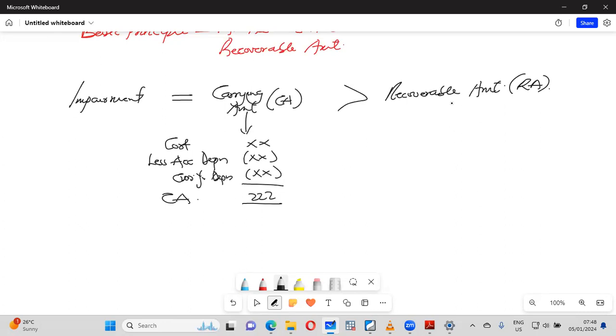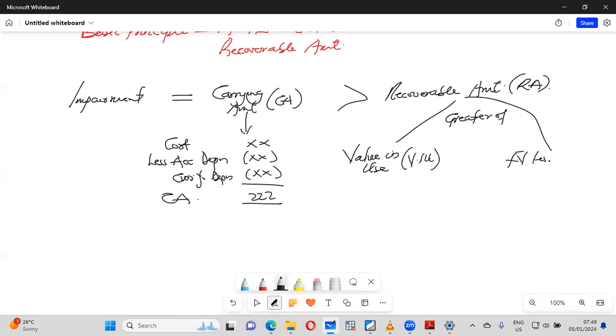And therefore, the standard says that the recoverable amount is the greater of the value in use, VIU, and we did this in the conceptual framework and IFRS 13. We call this one VIU, the value in use, and fair value less cost to sell, which people normally refer to as the net realizable value, less cost to sell.